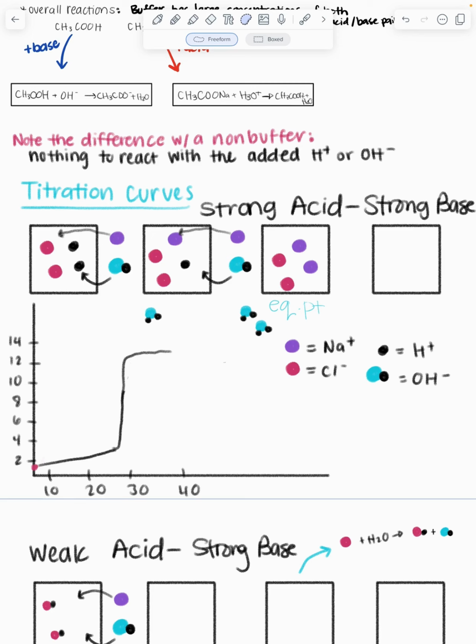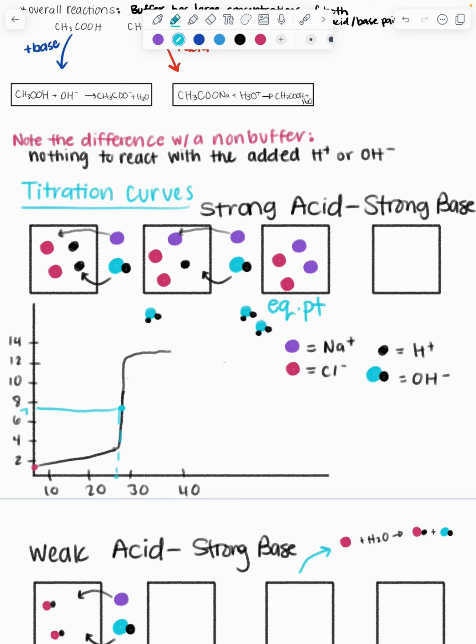So at this point, we're at our equivalence point, which means that all of the acid has reacted with the base. And as you can see in the particle diagram, there are no ions in solution that are going to be changing the pH. It's just the water, and water is neutral. So the pH at our equivalence point is going to be 7, because it's a neutral solution.